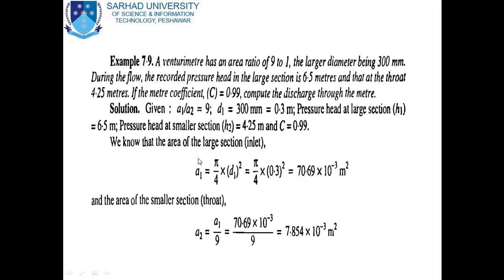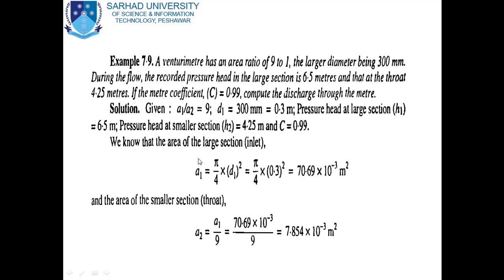Now we know that the area of the large section inlet A1 is equal to pi by 4 D1 square. For the value of D1 as 0.3, you will get the area A1, which is equal to 70.69 into 10 raised power minus 3 square meter.